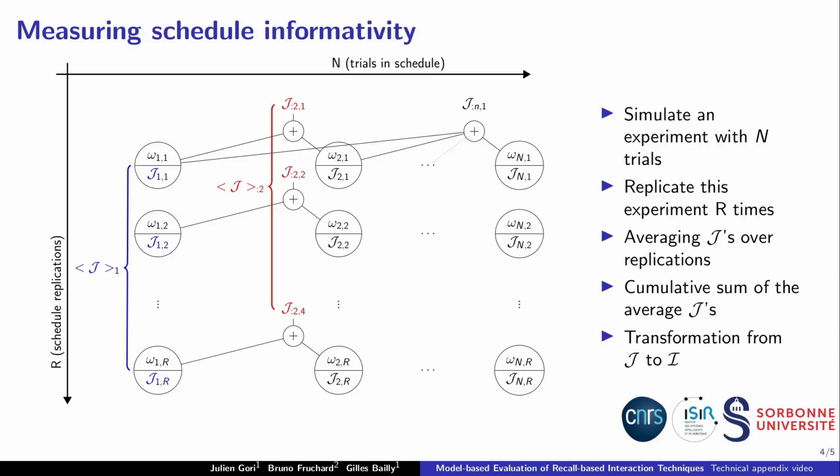To wrap up, how do we exploit this to measure the informativeness of a schedule? Well, we can simulate an experiment with n trials, and replicate it r times for a given memory model. Then we can compute the average J for each replication, and compute the cumulative sum to have an increasing information as the schedule unfolds. Of course, we use our information measure rather than J to have a single dimension number.